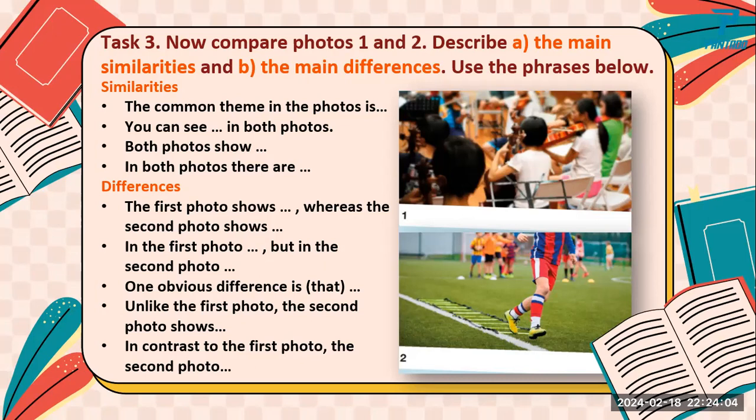In the first photo, we can listen to the music, and the hall is very silent. But in the second photo, there's lots of voice. They're very, very crowded. The two photos have no similarities.